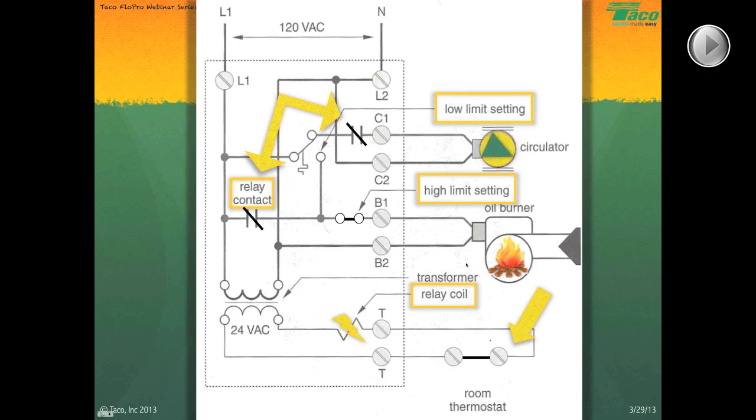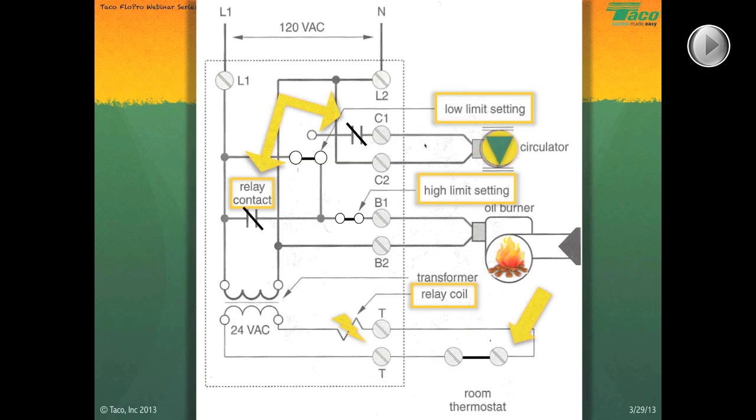Okay, we go on in time, and then all of a sudden we go below the low limit. We're taking so much heat out of the boiler that the temperature in the boiler goes below the low limit setting. Let's say it goes below 140 degrees. Now that single pole double throw switch on the C1 terminal would now do this. Okay, now it's opened, it's cut power to that circulator terminal.